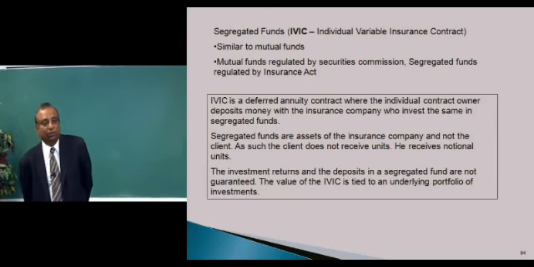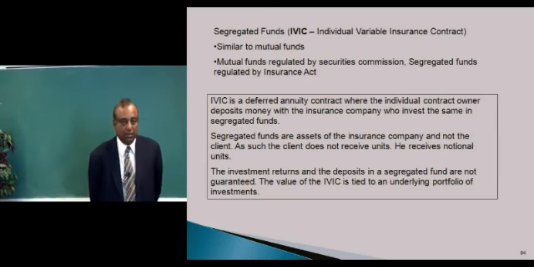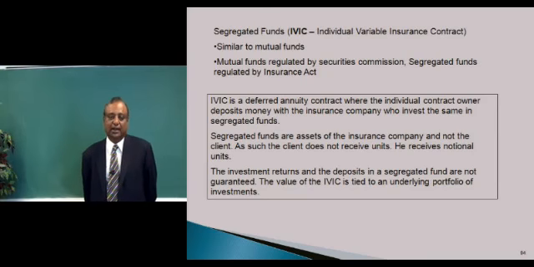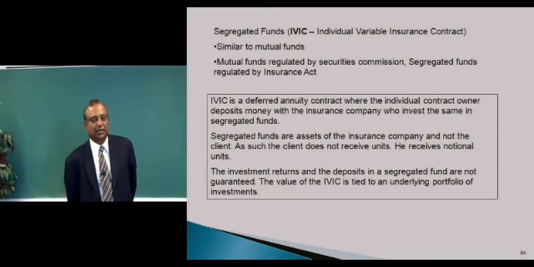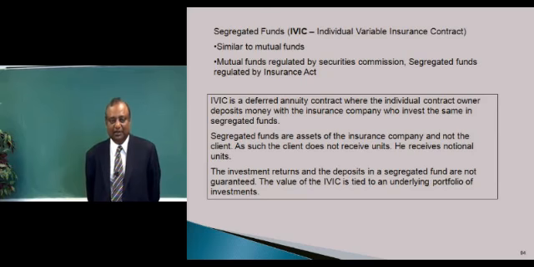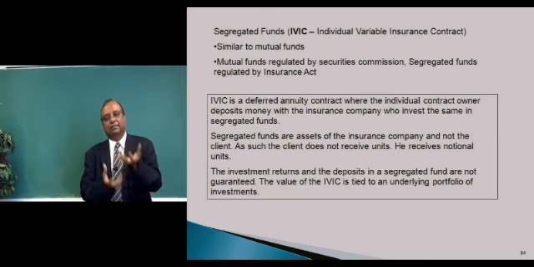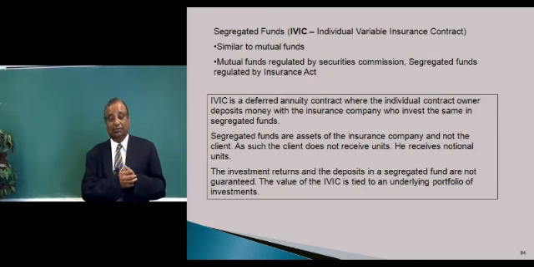So if you own a segregated fund, you do not own the underlying fund. The underlying fund is owned by the insurance company. Depending upon the performance of the fund, let us say I invest $10,000 into an equity fund, and the fund returns 10% this year. That means the value in my contract goes up to $11,000. If the fund loses 10%, the value in the contract goes down to $9,000. So the value of my account depends upon the underlying fund's performance. But I do not own the underlying fund. The underlying fund is owned by the insurance company.